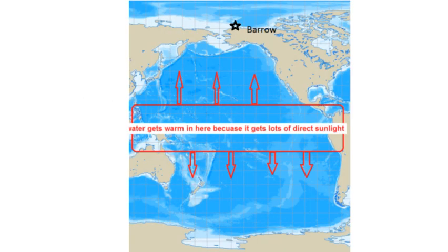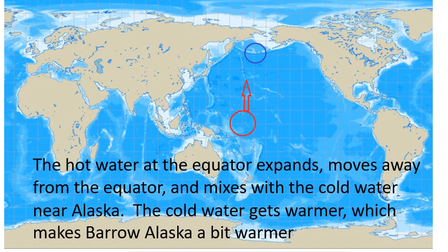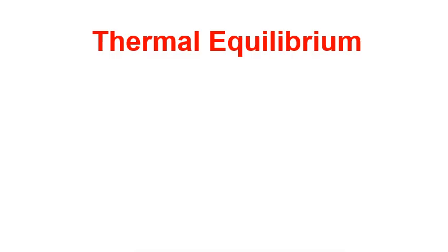And that's exactly what happens on the planet. The water near the equator gets warm because it's getting all the sunlight and it expands. And the way it can expand is it moves north and south away from the equator. Well, as that hot water expands, it moves away from the equator. Up here, we've got cold water. And when the hot water mixes with the cold water, they make warmer water than what you would expect up at these locations. So that makes Barrow, Alaska a little bit warmer than we would expect it to be.